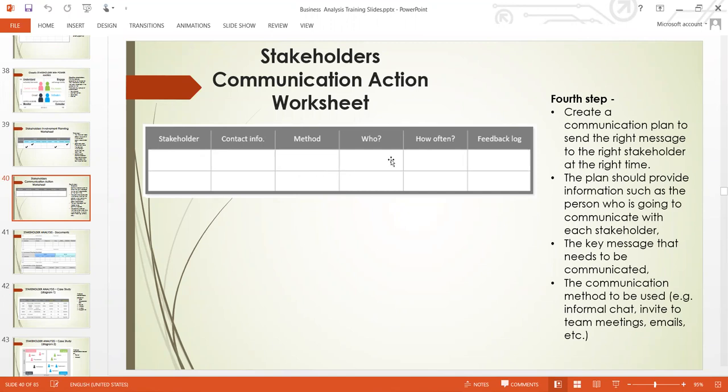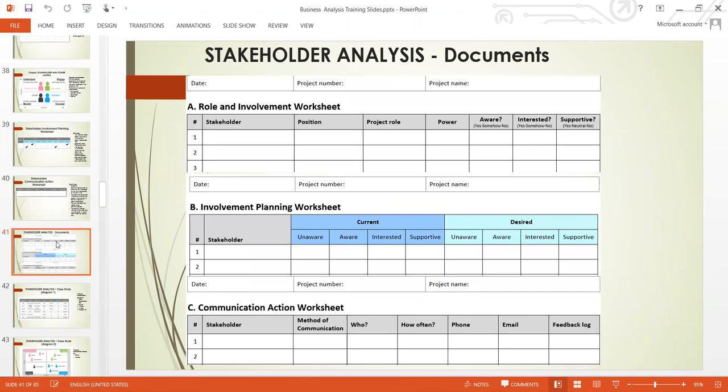Follow your communication action plan. And when you communicate with a stakeholder and the stakeholder gives you feedback, you log it here, you log the feedback. The feedback here will help you to understand how supportive they are. Is it negative feedback, positive feedback? This is where you log your feedback. So this is the document we are going to be using. That is how it's going to look in terms of a stakeholder analysis.